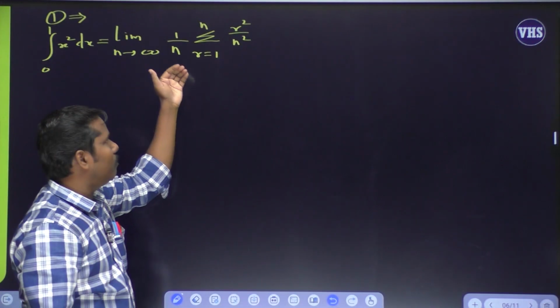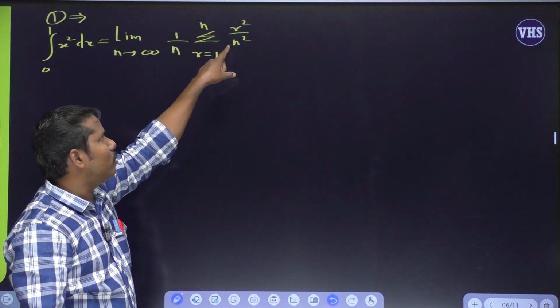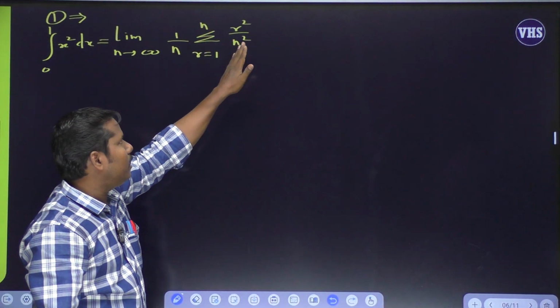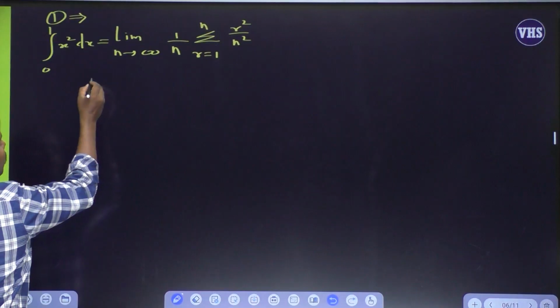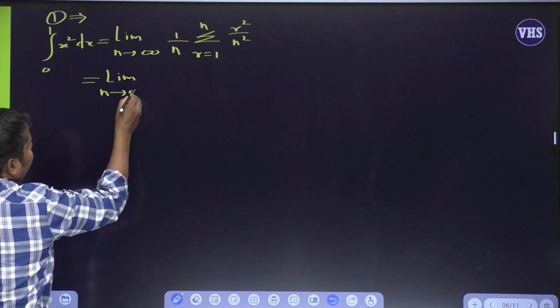When you give 1, 1 square. When you give 2, 2 square. r is the thing which is going to be changing. n square will remain the same. So that thing can be taken outside of the summation. So if you do so, you are getting limit n tending to infinity.